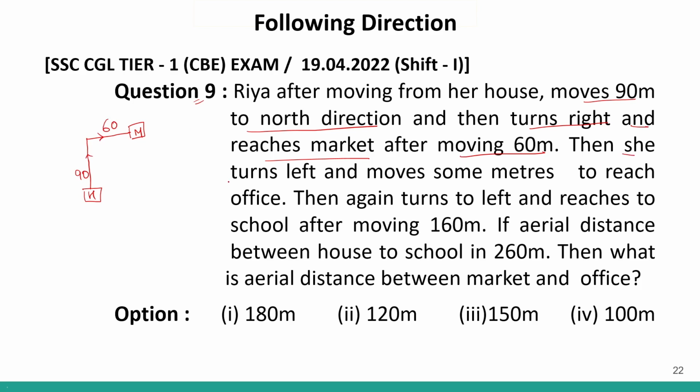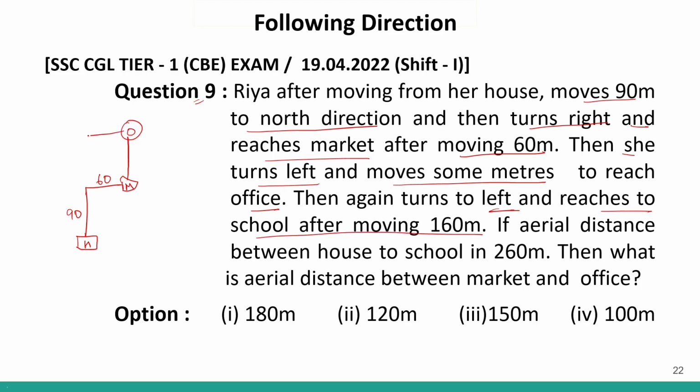Now, then she turns left and moves some meters. So it is not known to us how much she moves. So let me start from here. This is the house. She moved 90 meters towards north, then 60 meters towards the right and reached a market. Okay. Then she turns left and moves some meters. So how much distance is not known to us. To reach office. So office. Then she turns to left and reaches to school after moving 160 meter. So from here, she goes 160 meters to reach a school.